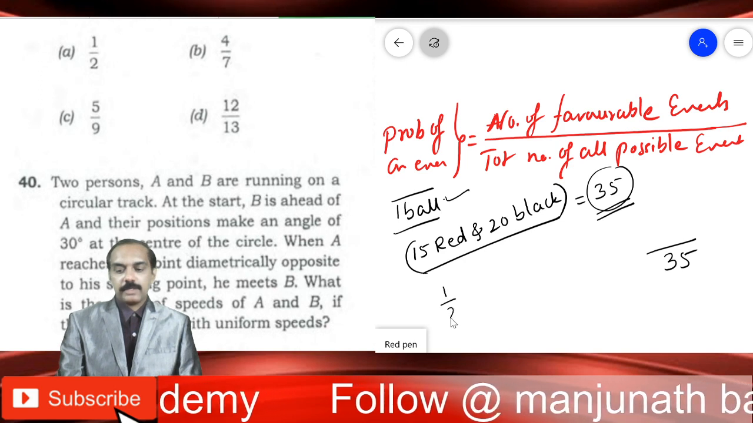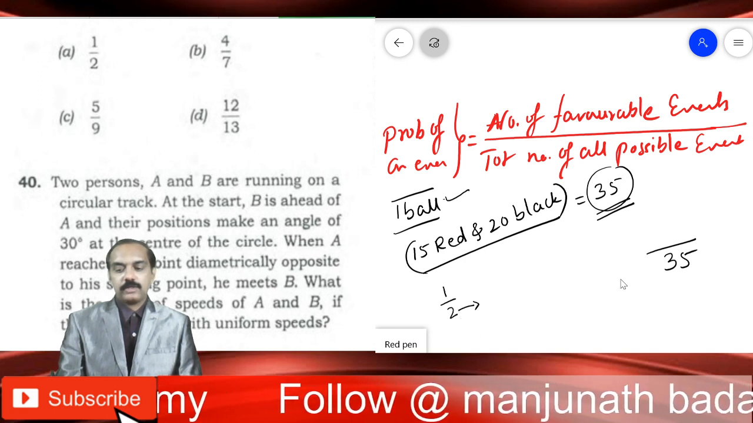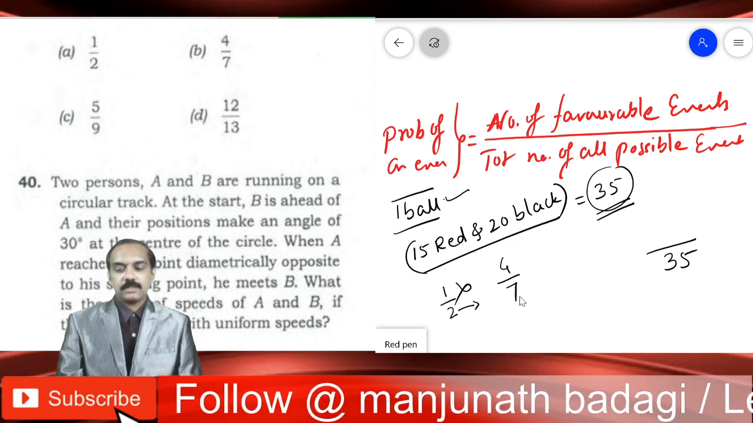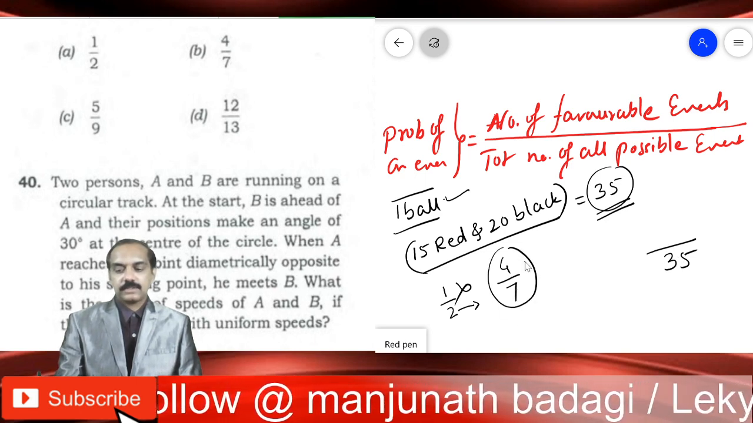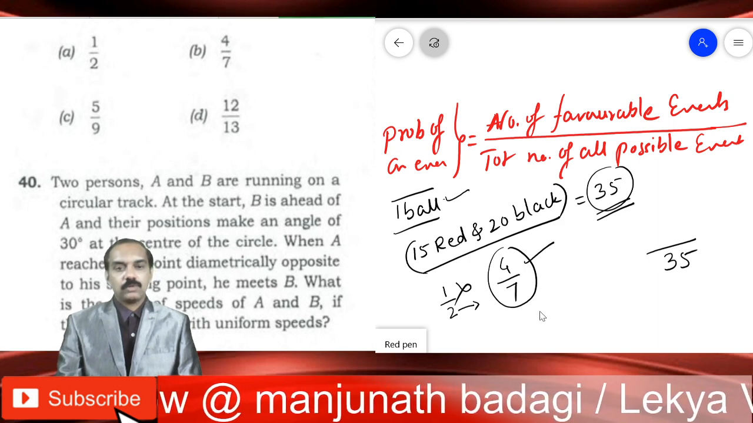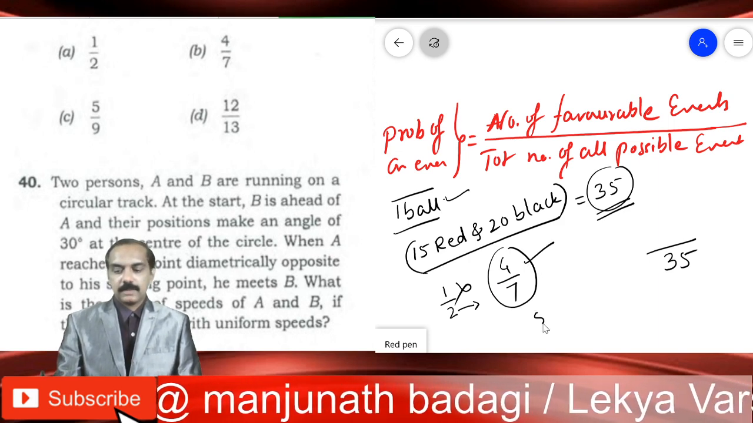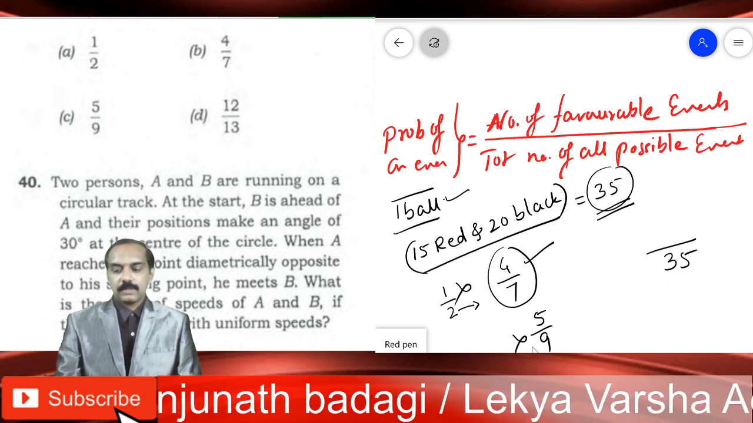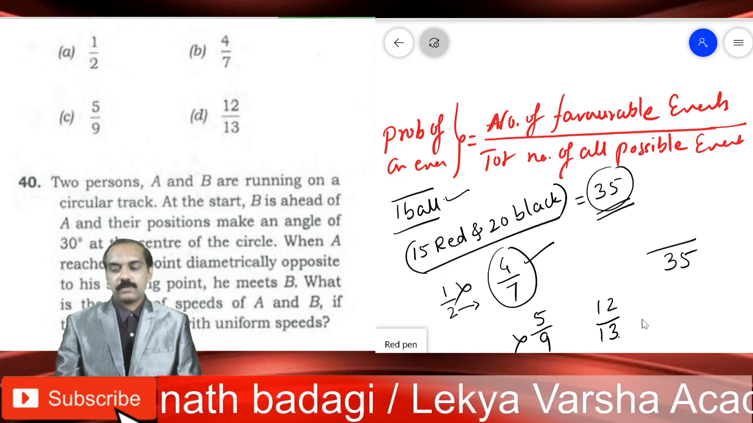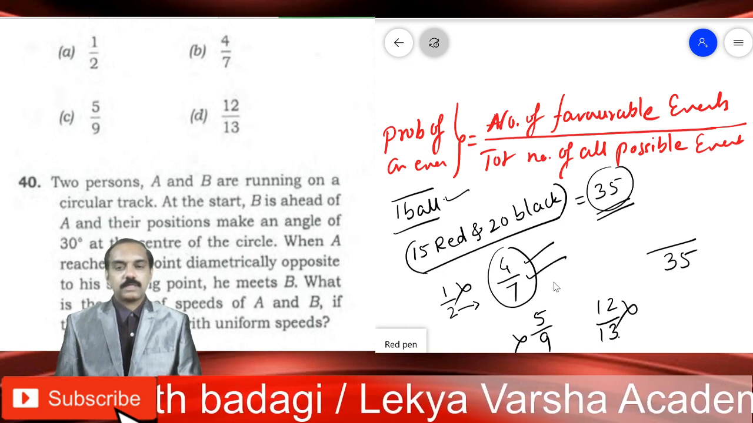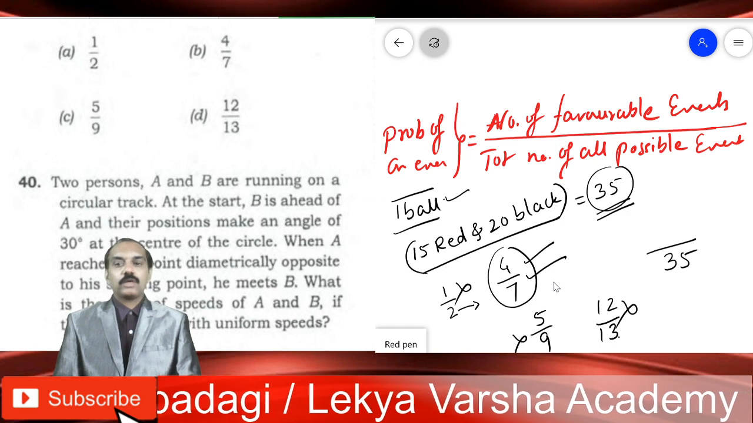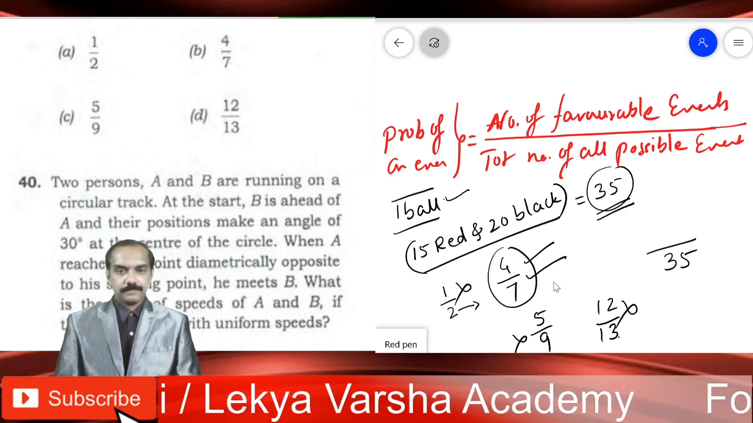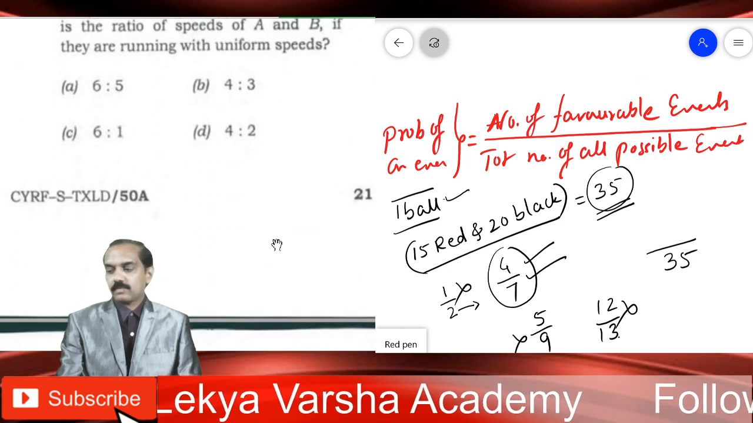First option is 1 by 2. 2 cannot divide 35 straight away. Second option 4 by 7. 7 can divide 35, therefore this is the correct answer. You don't have to read the other details in this column. 5 by 9, 9 cannot divide 35, forget it. 12 by 13, last option, 13 cannot divide 35, forget it. So straight away the correct answer is 4 by 7. Only by using the denominator part we can manage the show here. This is everything about problem number 40.